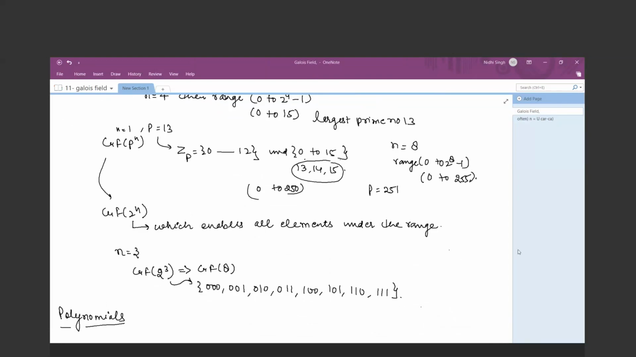So that is one of the drawbacks associated with the Galois field with the prime number. Therefore, for the efficient storage of the bits inside our computer memory, we have to use the 2 to the power n Galois field.